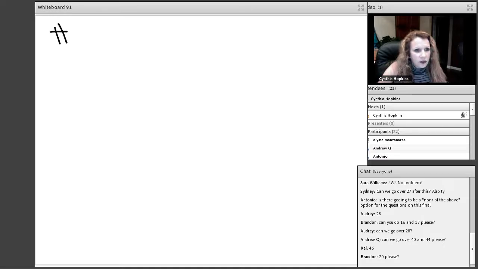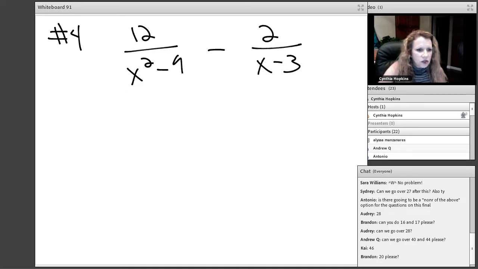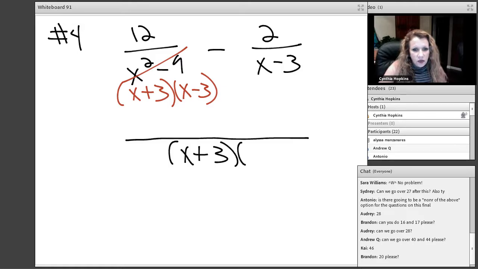Here is number 4. All right, simplify 12 over x² - 9 minus 2 over x - 3. The first thing I'm going to do is factor that x² - 9. It factors into (x + 3)(x - 3). And so I'm going to get a common denominator. I'm trying to get this to be one fraction, so let's go ahead and just write it as one fraction.